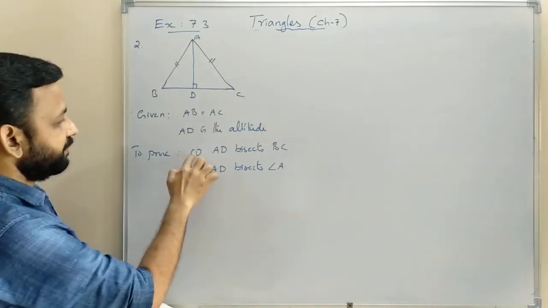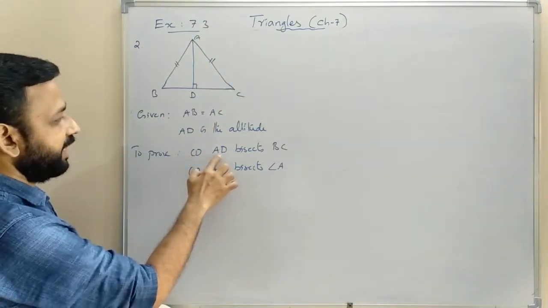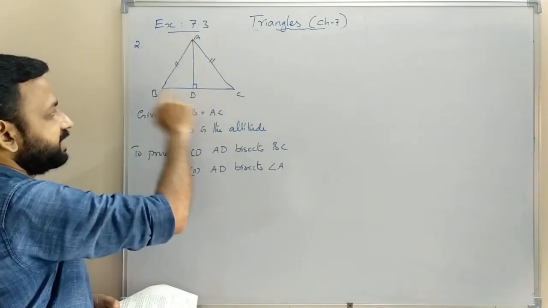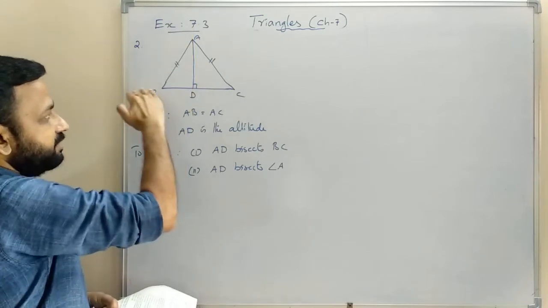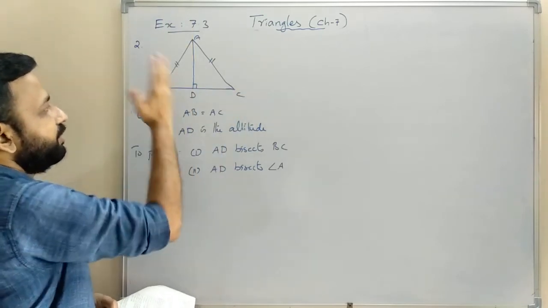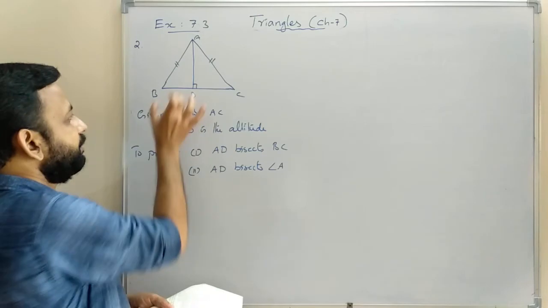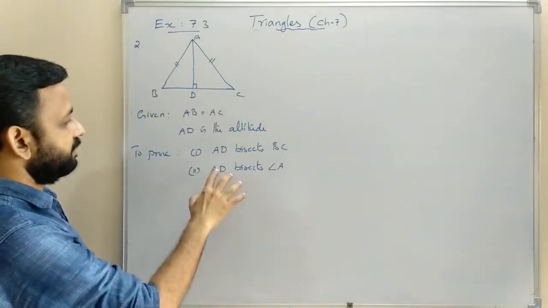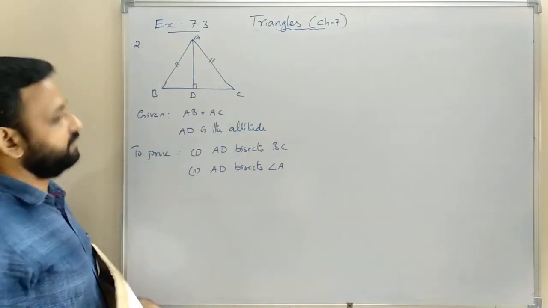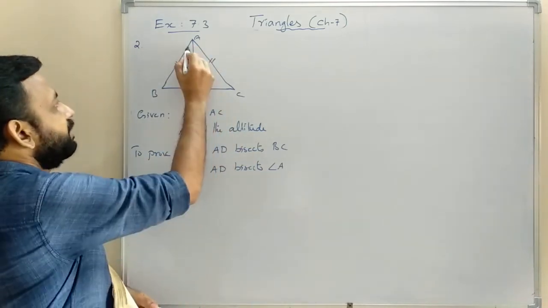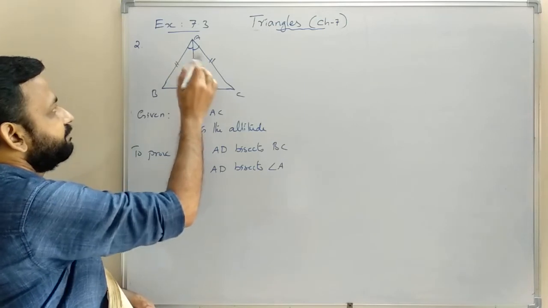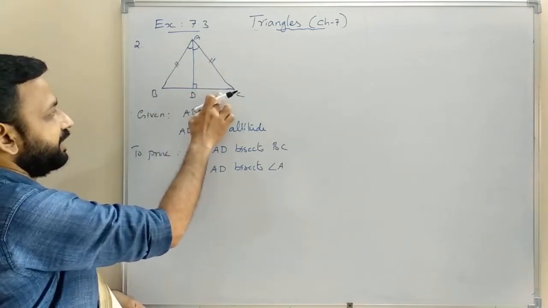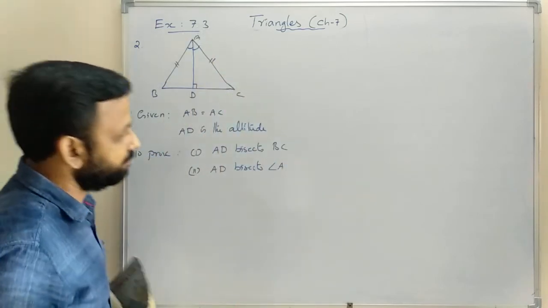Then we need to prove, first part, AD bisects BC. That means AD is dividing BC into two equal parts. That means we are going to prove BD and DC are equal. Then second part, AD bisects angle A. If we can prove these two angles are equal, then AD bisects angle A. And if we can prove BD and DC are equal, then AD bisects BC.